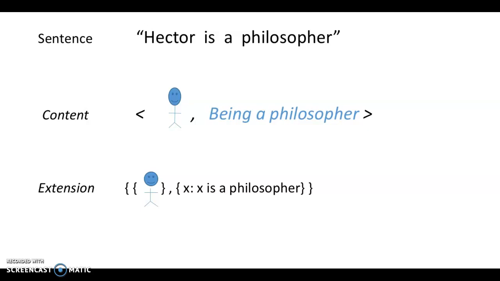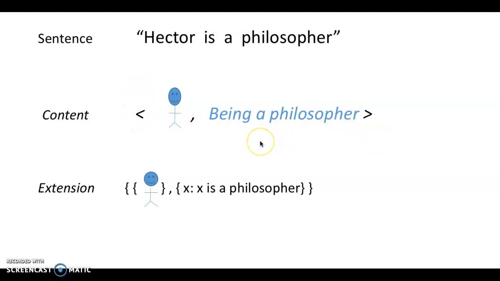Remember that according to the simple theory, the meanings of linguistic expressions are objects or things out in the world. So, for example, the meaning of a proper name like Hector is just the individual Hector. The meaning of a predicate phrase like "is a philosopher" is just the property of being a philosopher. And the meaning of a declarative sentence like "Hector is a philosopher" is the Russellian proposition whose constituents are Hector himself and the property of being a philosopher. So that's what we have here.